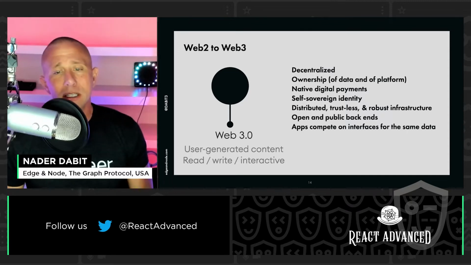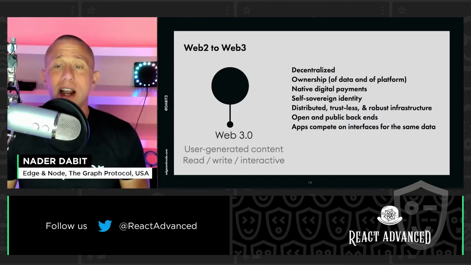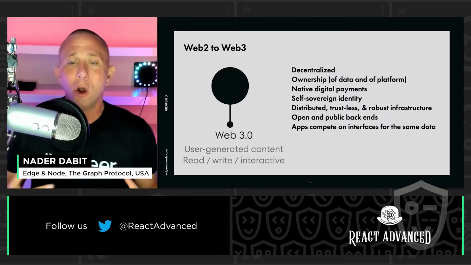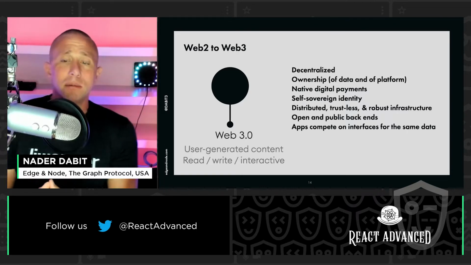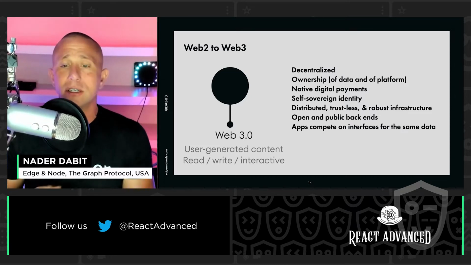Native digital payments through cryptocurrencies or digital tokens, and self-sovereign identity, meaning that we do not hand ownership of our identity over to all these applications. Instead, we control what our identity looks like and what we decide to hand over to these platforms, and they do not store it in their own centralized servers.